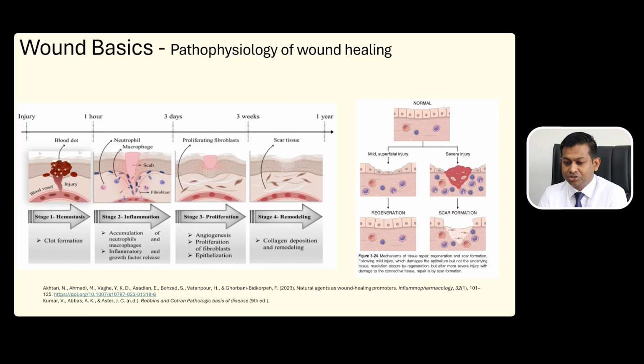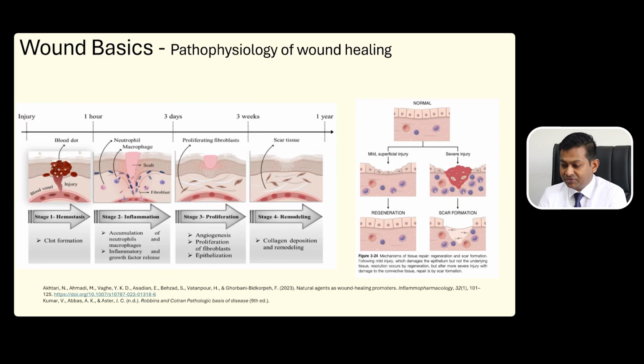And the ultimate stage, or stage 4, is the remodeling, where the collagen is deposited and remodeled to come back at least to the normal state, trying to come back to the normal status. However much they try, we know that it cannot become 100% normal, but they are trying their best.